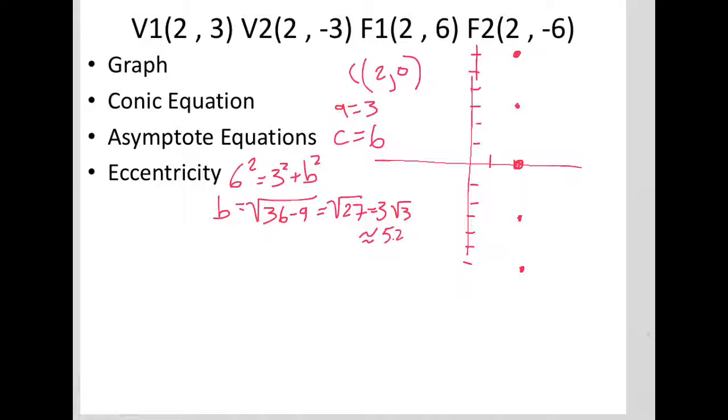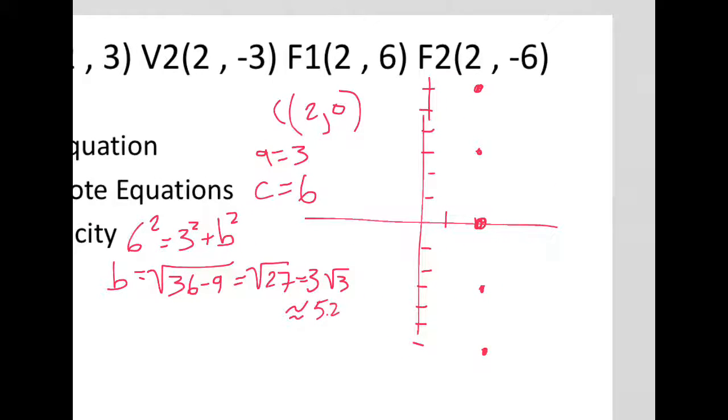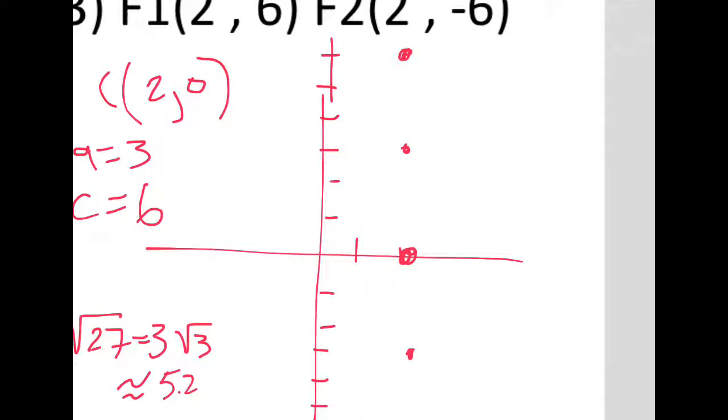5.2. So again, what does that b value tell you? Well, that tells you the other direction from that center to go out, so we can then draw our box to draw our asymptotes. So we're going to go 5.2 out to the left and right from that center. So 1, 2, 3, 4, 5, like that, and 1, 2, 3, 4, 5, like that, and then those other points are going to be about there and about there.